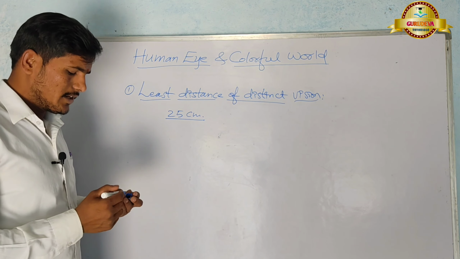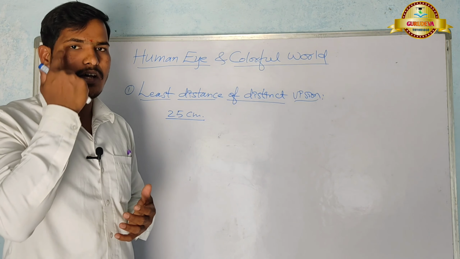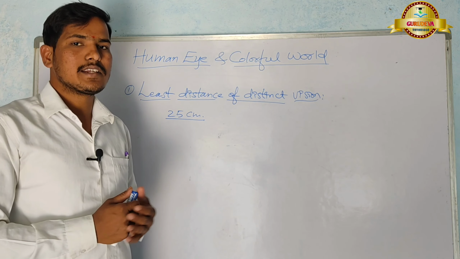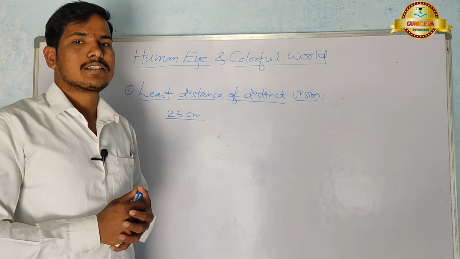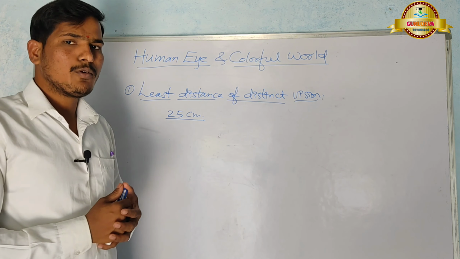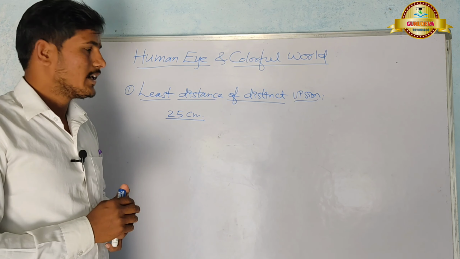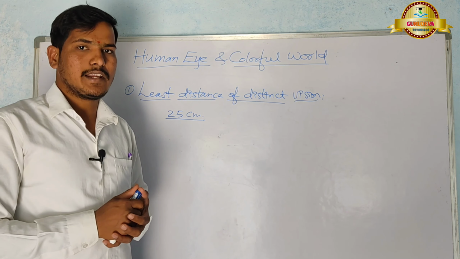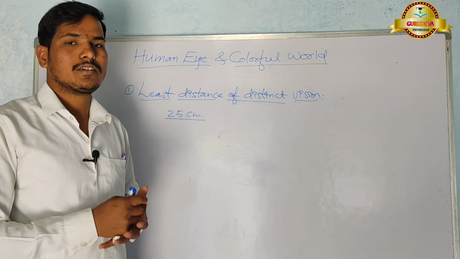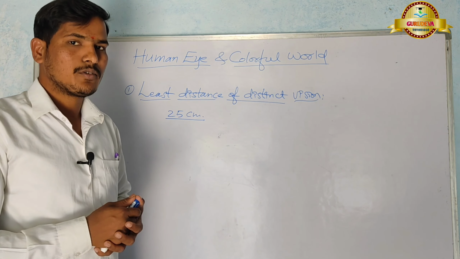Here, at young age the muscles around the eye are strong, so they can bear more strain. The least distance of distinct vision will be 7 to 8 centimeters. Next, in old age people the muscles around the eye are weak, so they cannot bear more strain. That's why the least distance of distinct vision changes to 1 to 2 meters.